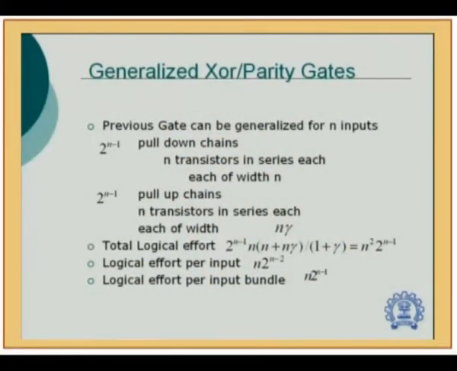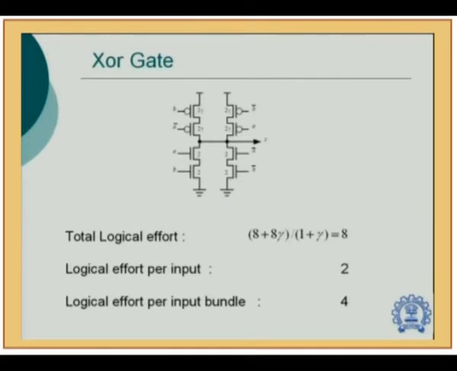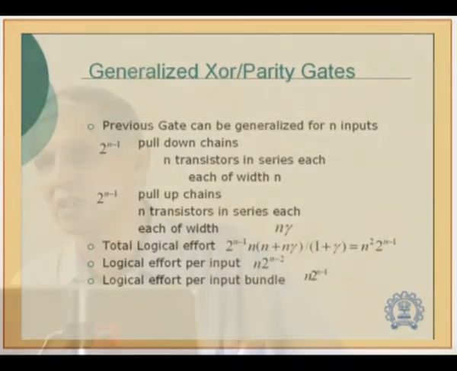So, for generalized n-input XOR or parity gates, there are 2 to the power n minus 1 pull down chains, with n transistors in series each with width n, and 2 to the power n minus 1 pull up chains with each of width n times gamma. What I am doing here is generalizing, with n such sizings, the total logical effort will be 2 to the power n minus 1 into n plus gamma by 1 plus gamma, or n square 2 to the power n minus 1. You can calculate 8 now from here. Okay, n is 2, so 4 into 2 is 8.